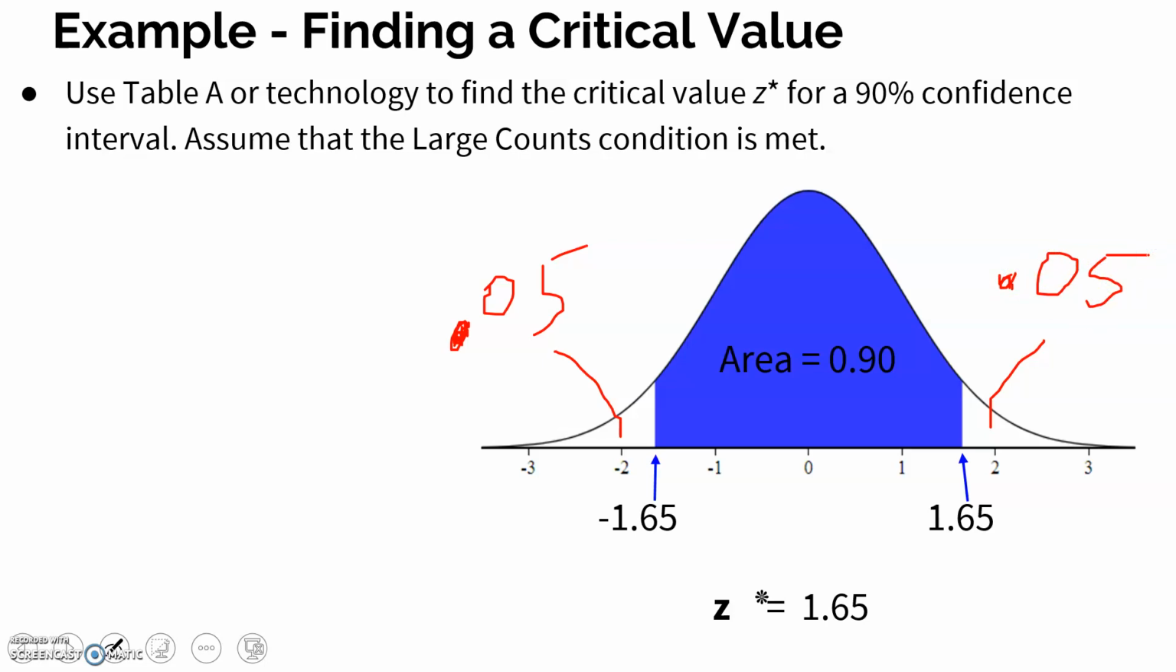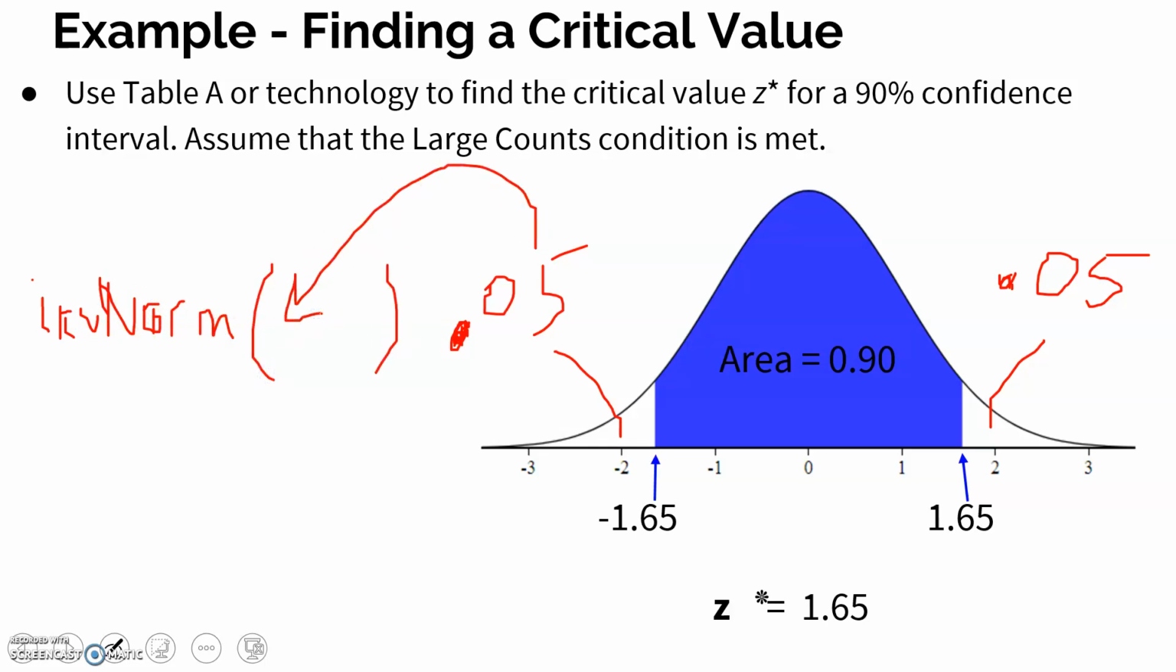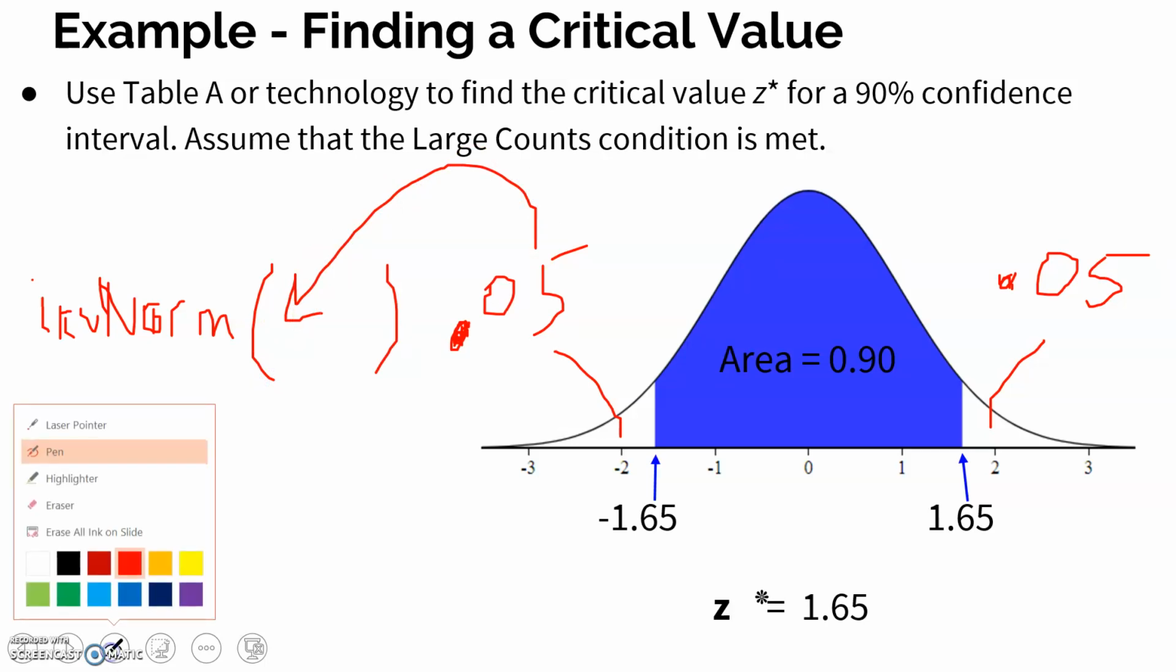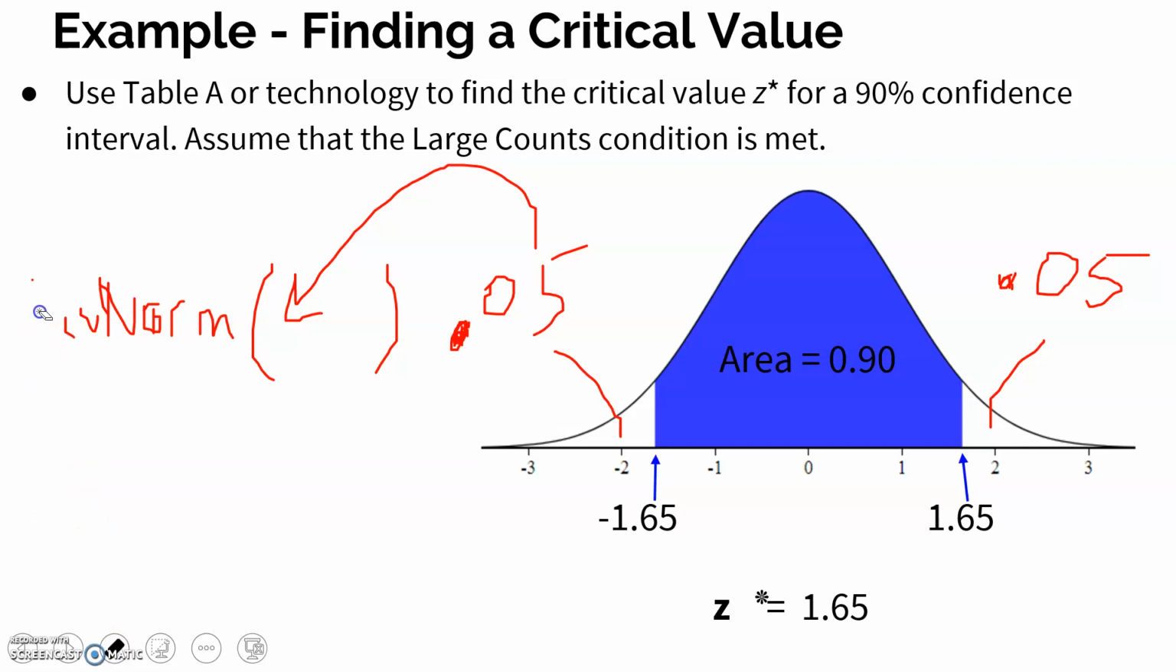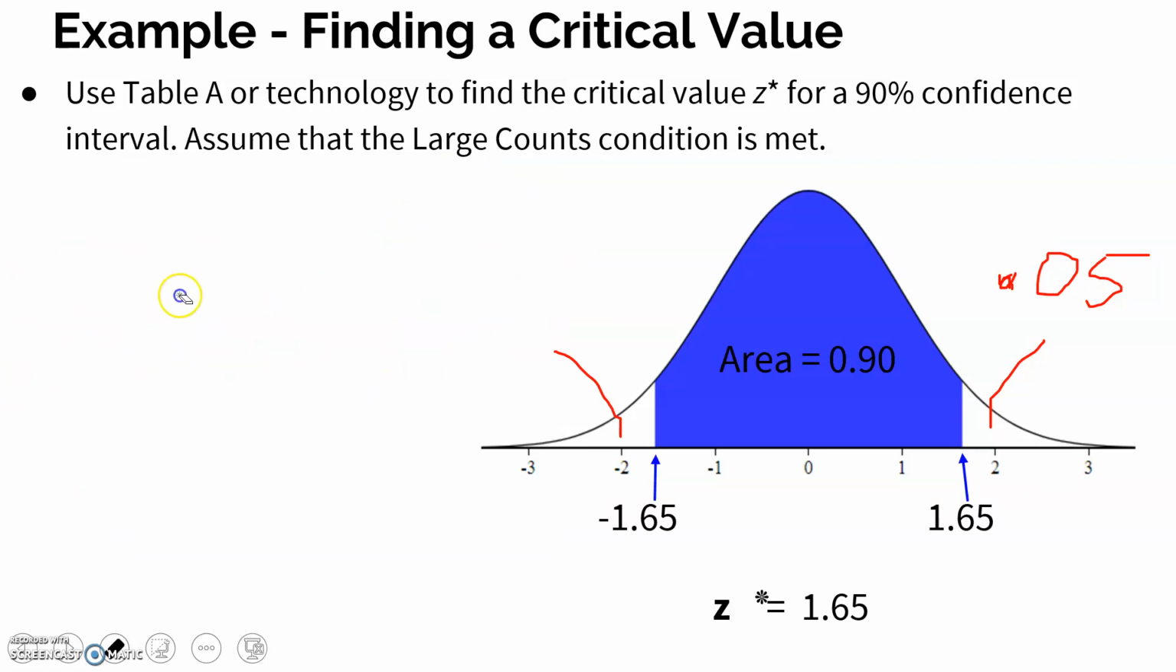The reason why I'm telling you this is because on a TI-83, when you use inverse norm, you typically have to give the left tail area. You would have to type in inverse norm of 0.05, and it would give you a critical value of negative 1.65. So if you have a TI-83 and that's an issue, send me a Schoology message or Google Classroom message, and I can help you with that. But just keep that in mind because you can calculate critical values in that manner also.